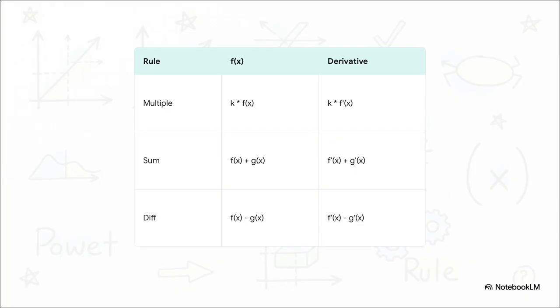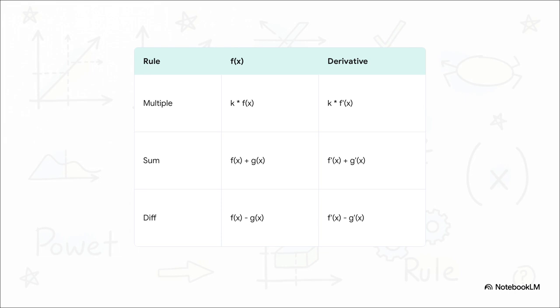Instead of setting up a massive limit equation every single time, we're going to rely on these foundational algebraic shortcuts: the constant multiple rule, the sum rule, and the difference rule. And they are brilliantly intuitive. The constant multiple rule just tells us that if a function is multiplied by a constant, you literally just pull that constant out, take the derivative of the function, and multiply it back in.